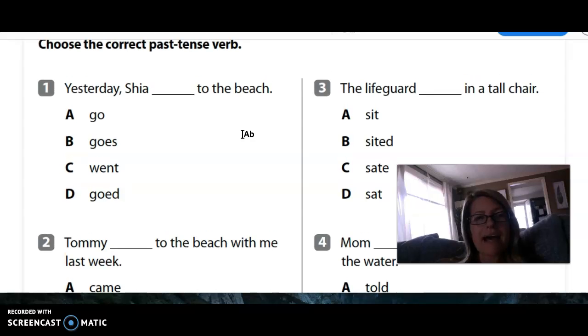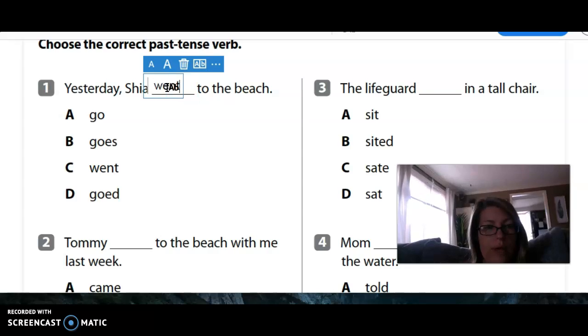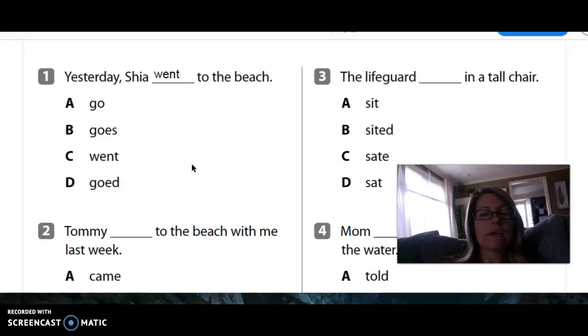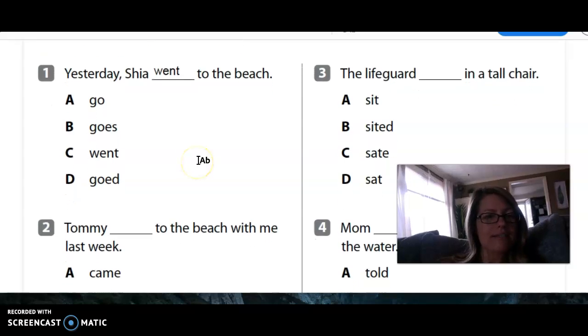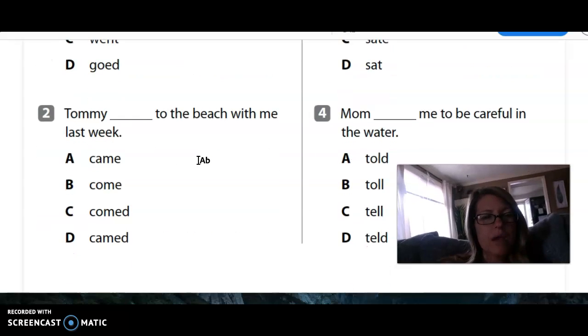Choose the correct past tense verb. Number 1, yesterday, Shia blank to the beach. Yesterday, Shia go to the beach. Yesterday, Shia goes to the beach. Yesterday, Shia went to the beach. Or yesterday, Shia goed to the beach. Well, yesterday, Shia went to the beach. Went is the correct irregular past tense verb for that sentence. It sounds the best as well. Yesterday, Shia went to the beach.